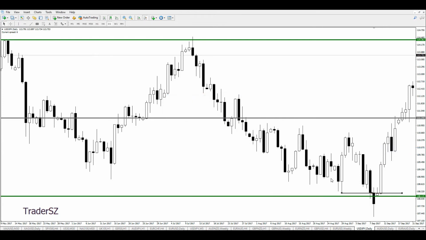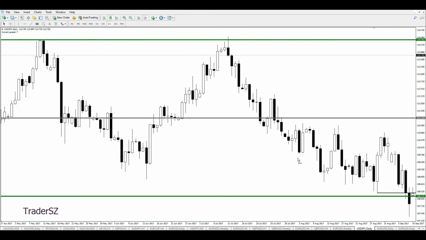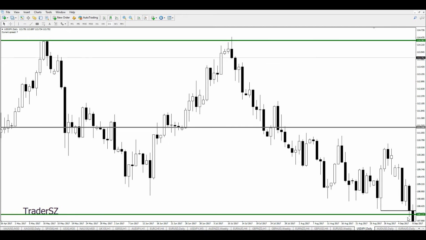Now, do we know if this is going to have follow through, or is it going to snap back within the range? We have to wait and see. Let the market tell us. So far, we've broken, we've closed, very bearish.